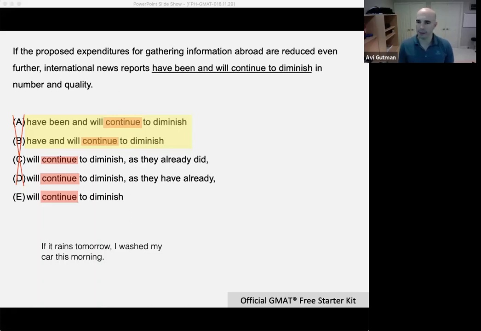Does that clarify it for you? Awesome. All right, so to wrap this up, I have some takeaways here.